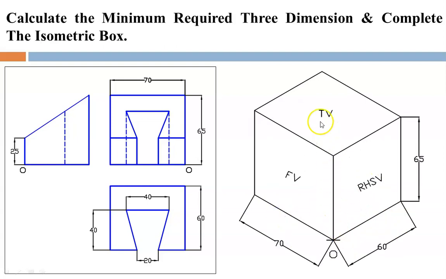Here you can see all dimensions are shown with the perfect positioning of all the views as given in the question. So front view is of 75 by 65 and RHS view is 60 by 65. So let's start with drawing a basic shape of the object.